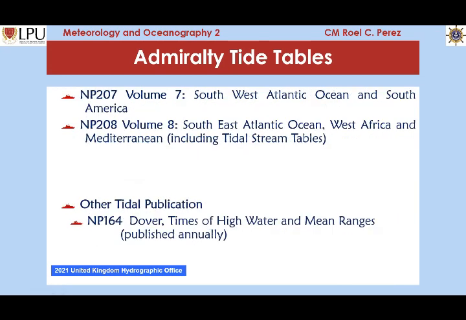And then NP207 or volume 7 is the Southwest Atlantic Ocean and South America. And the last one, NP208 or volume 8, is the Southeast Atlantic Ocean, West Africa, and the Mediterranean. Also includes the tidal stream tables. So those are the Admiralty tide tables. And there is another tidal publication, which is the NP164. This is the Dover times of high water and mean ranges, also published annually.